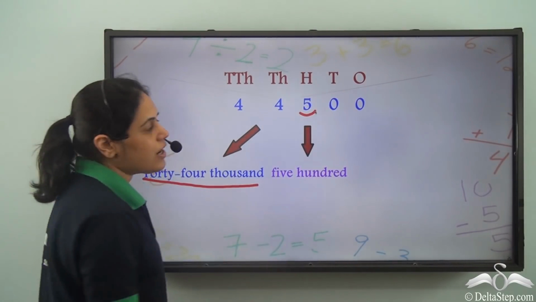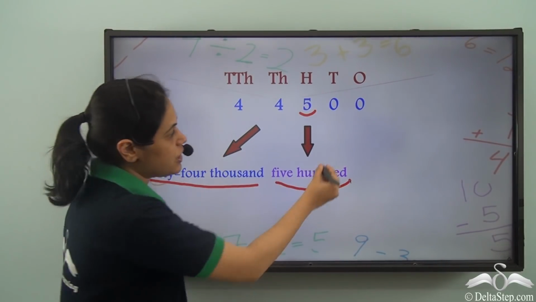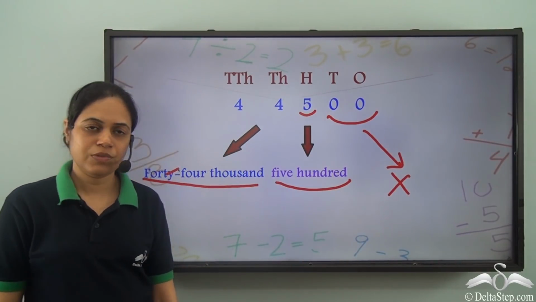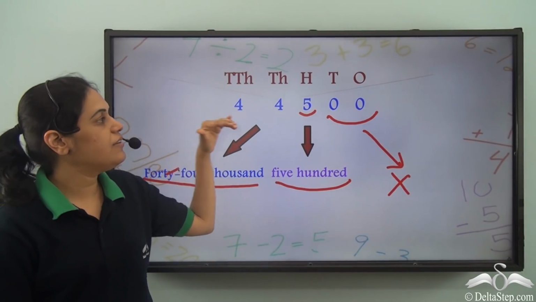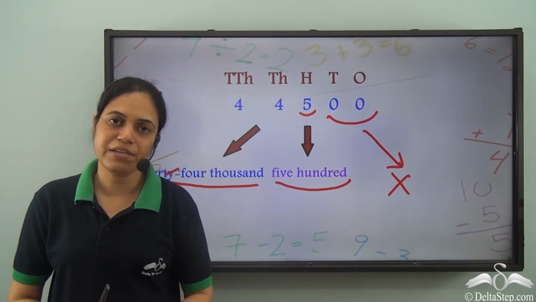Now this 5 in the hundreds place gives me 500. And I have 0, 0. So I don't write 0, 0. So 44,500. I can read this number as 44,500.